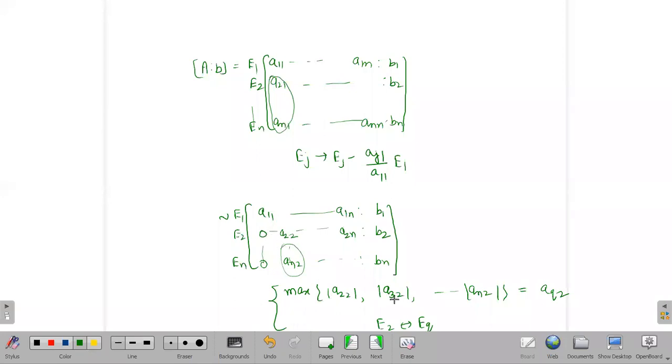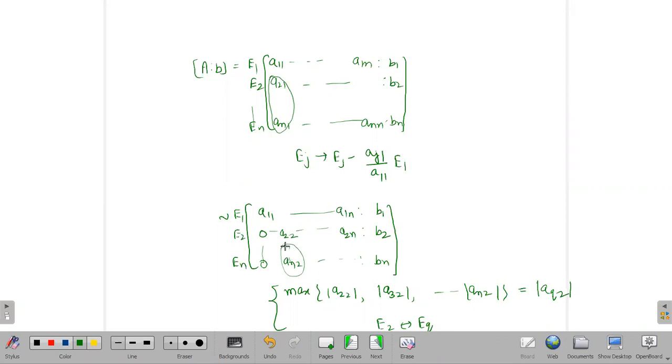Okay, so among A22, A32, ..., AN2, AQ2 is the maximum. So you replace the second row with the qth row. Whichever element in the qth row is largest, that row will become your second row. After interchanging the rows, again you make these elements 0 by using the same operations.